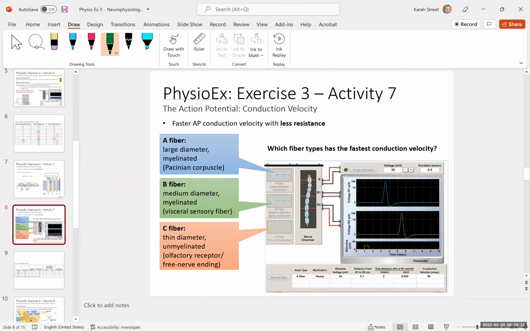In this activity, we were exploring three different types of neurons. The A fiber was a large diameter and myelinated axon. Our B neuron was a medium diameter and it was myelinated. And our C fiber was a very thin, small diameter, and it was not myelinated.